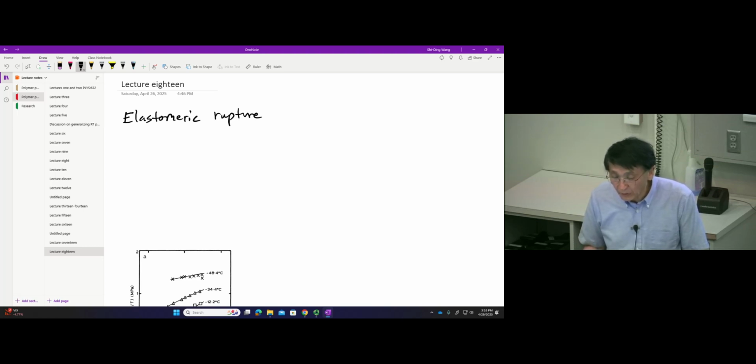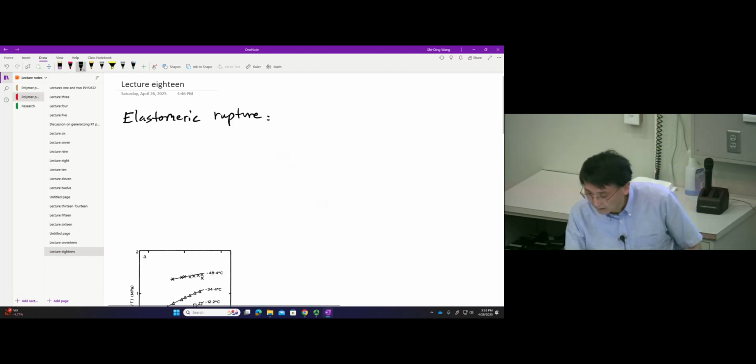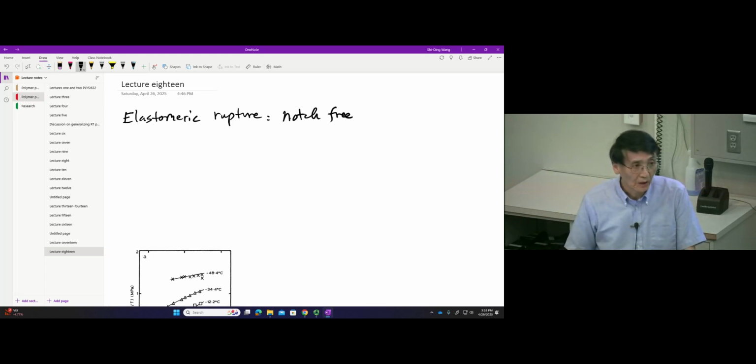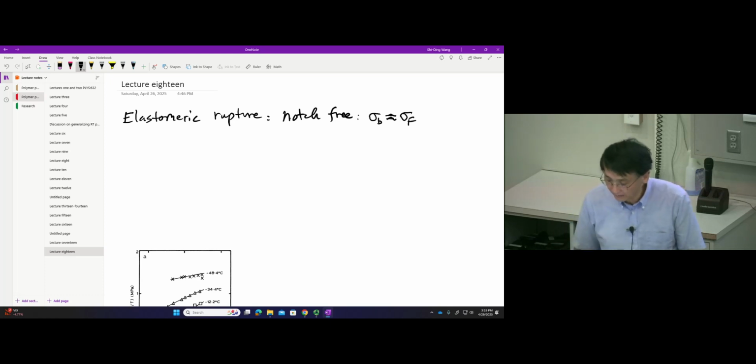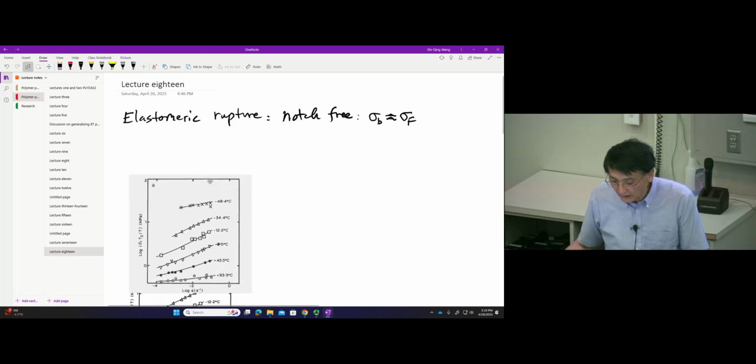So I'm repeating what you heard many times already. So this is notch free, so no notch. When you have no notch, supposedly you are dealing with a piece of science that's not fracture mechanics, unless there is a flaw that you perceive in the system. So I actually once mentioned that today, most people probably, for a fairly stretchable elastomer, could agree that there are no flaws. Under those circumstances, this occurs.